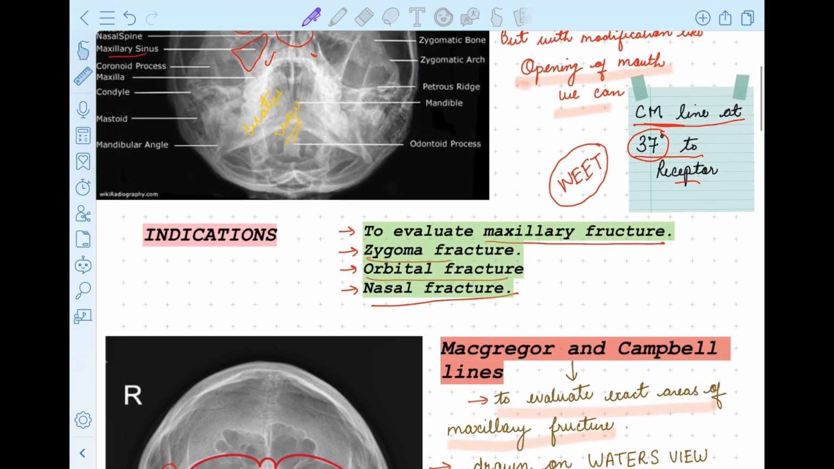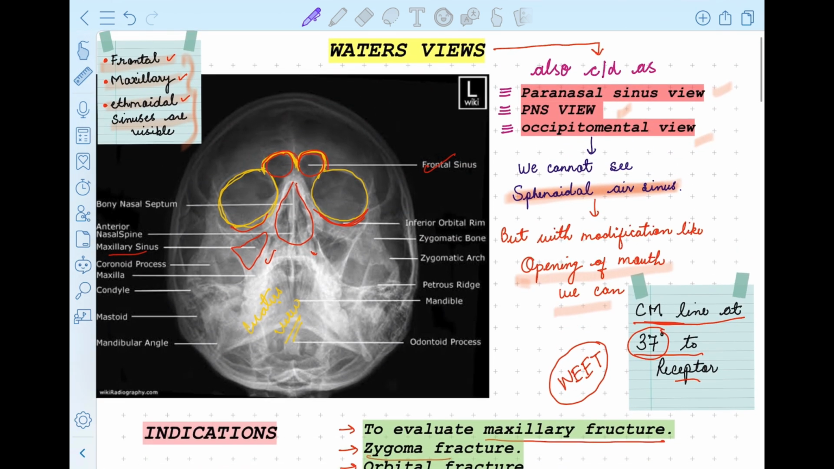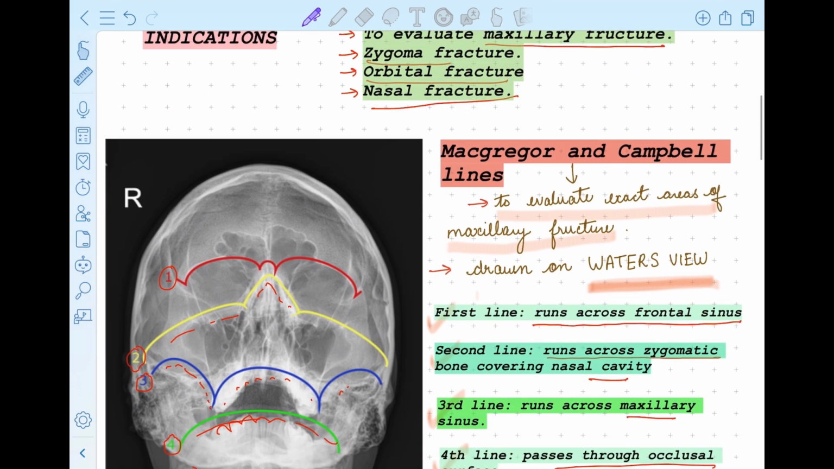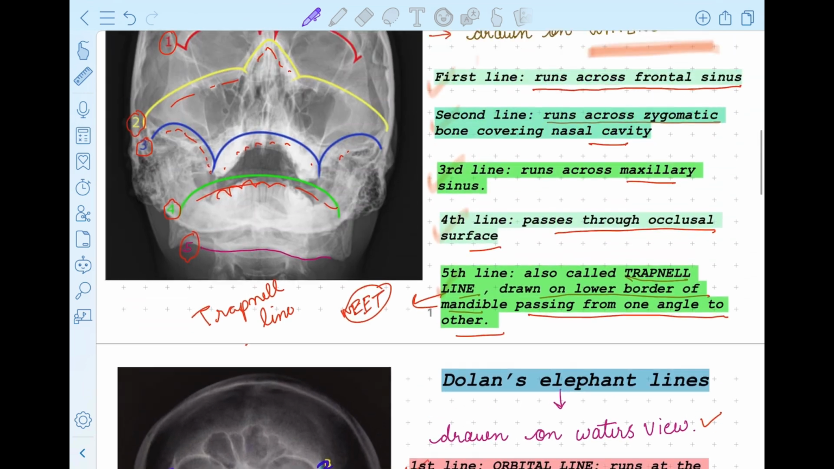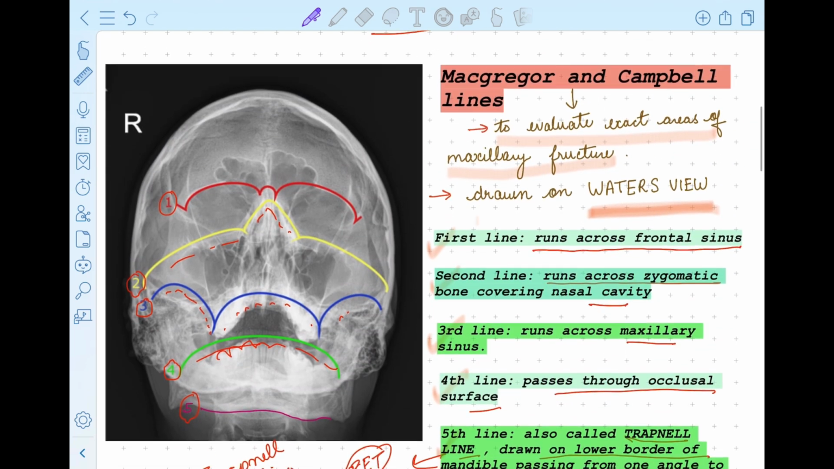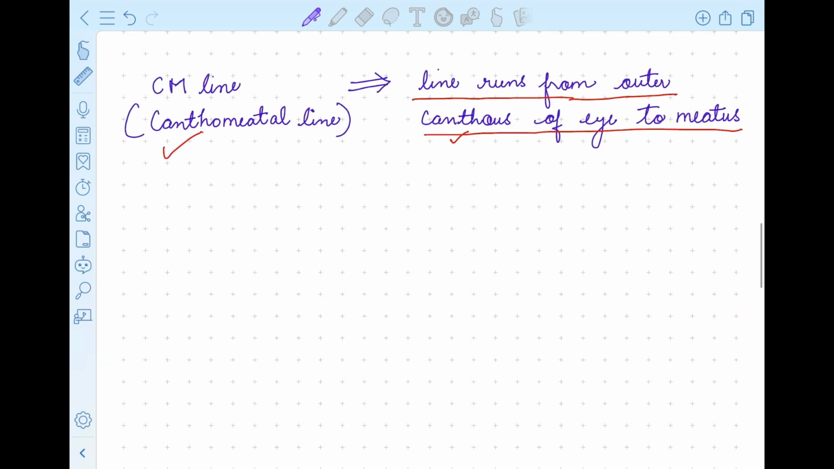So that's it. This is the amount of content that you are supposed to know about Waters view, and you can write it as it is if it comes in an exam. This topic is very important from the point of view of viva as well as NEET. A lot of MCQs are formed from this section. I hope Waters view is clear and you are able to tell about the Macgregor and Campbell lines and Dolan's elephant lines. Okay, so that's it. Thank you so much.